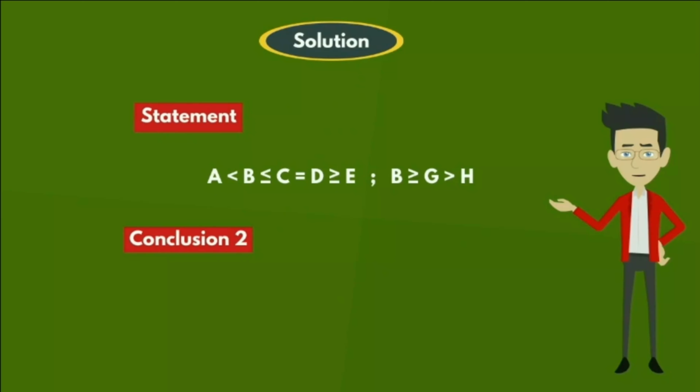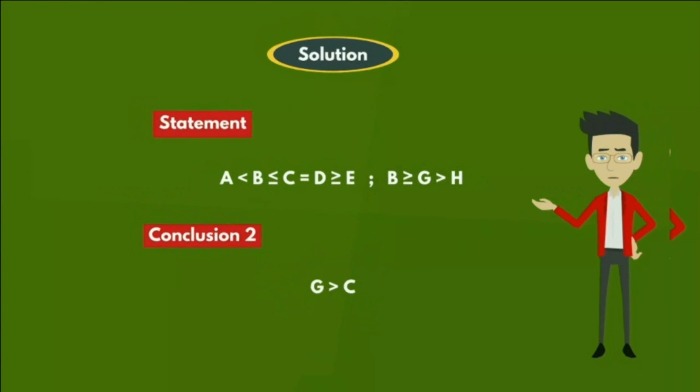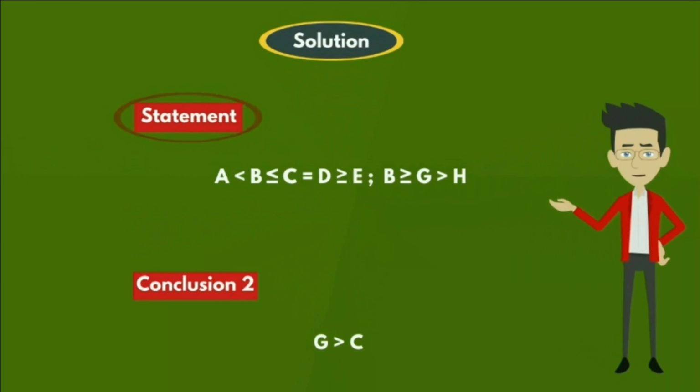Conclusion 2. G greater than C. Here in the statements, we don't have a direct relation between G and C, but we can combine these statements. Here we have a relation from B to C and B to G. So we will get a relation from C to G. Here in this statement, B greater than or equal to G.